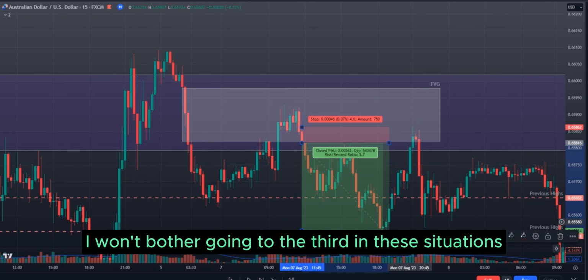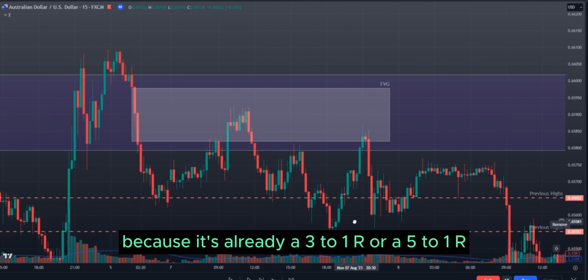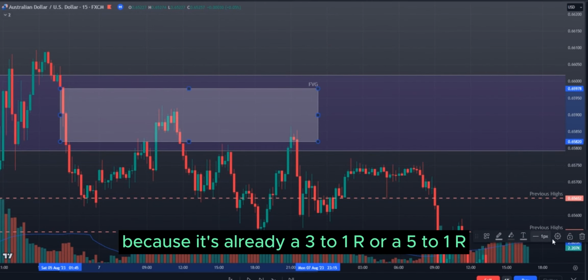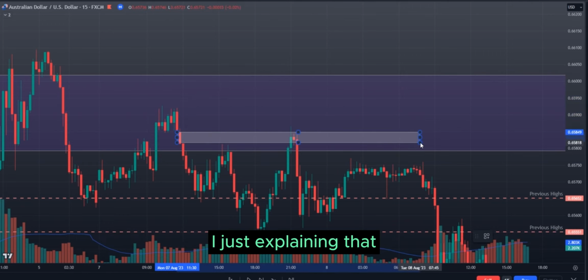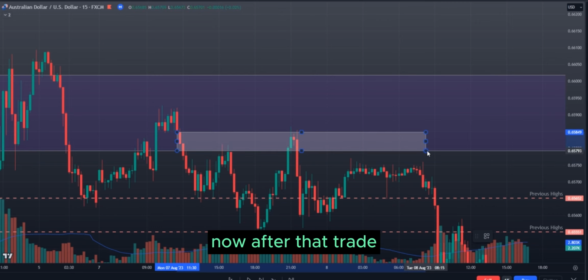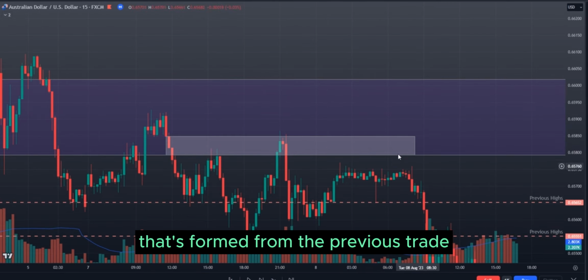Generally, I won't bother going to the third in these situations because it's already a 3-to-1 R or a 5-to-1 R. I don't really go for anything massive like 20-to-1s. So just explaining that. Now, after that trade, we've got a second one that's formed from the previous trade.